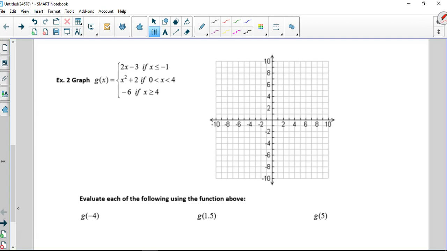Okay, I'm going to show you real quickly, 2x minus 3. That is a y-intercept here with a slope of up 2, right 1, and so forth. But I want numbers less than or equal to -1, so I don't even want to go this way. So I'm going to go down 2, left 1, and that's actually where I'm starting, right there. My new starting point is right here.